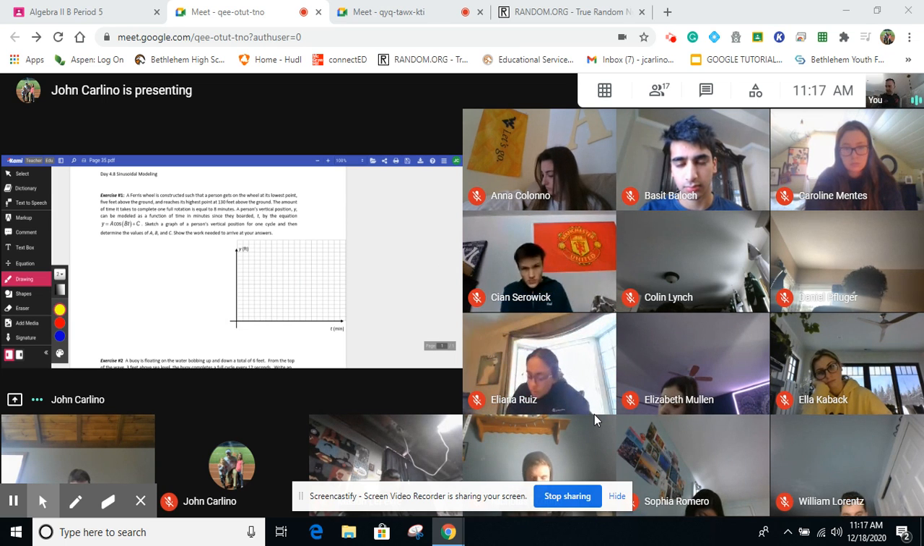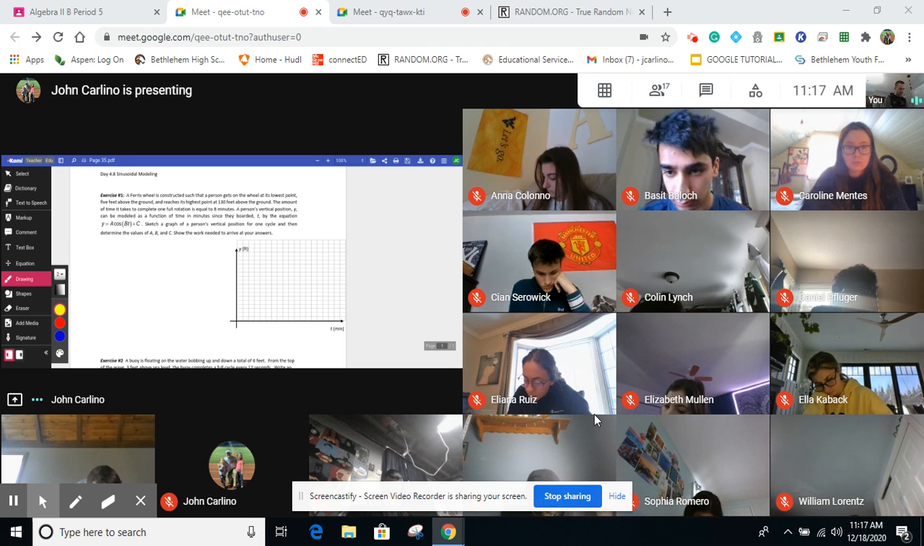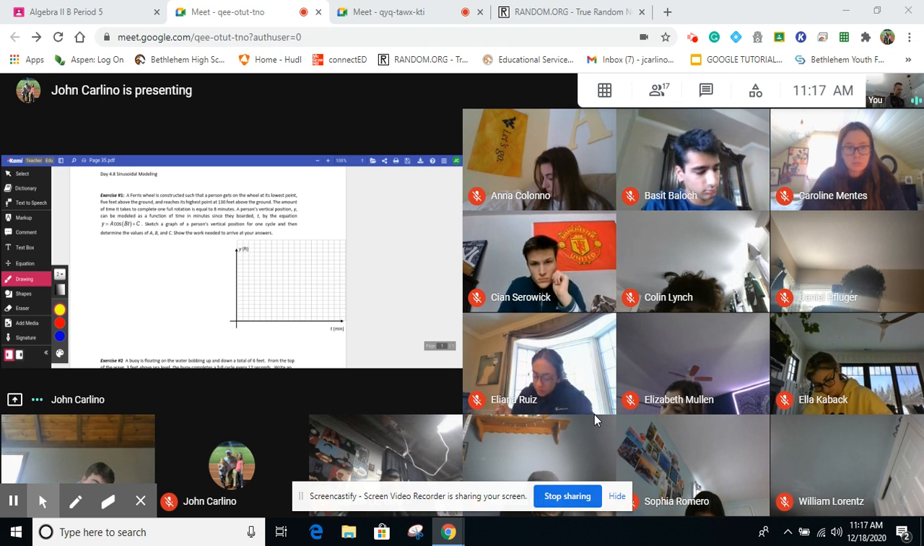Okay, so take a look, page 35, day 4.8. Read through the Ferris wheel example, and there are 3 numbers in that problem, and I want to see if we can figure out what those 3 numbers are representing.